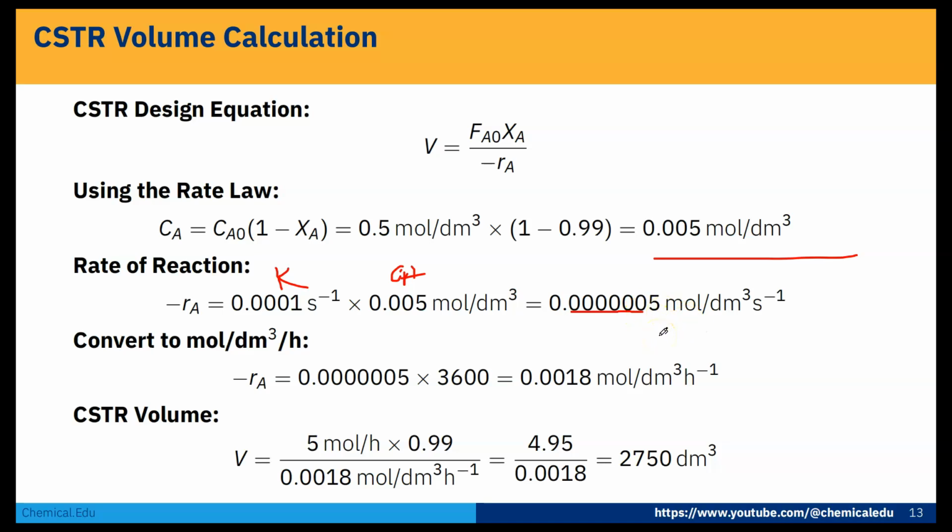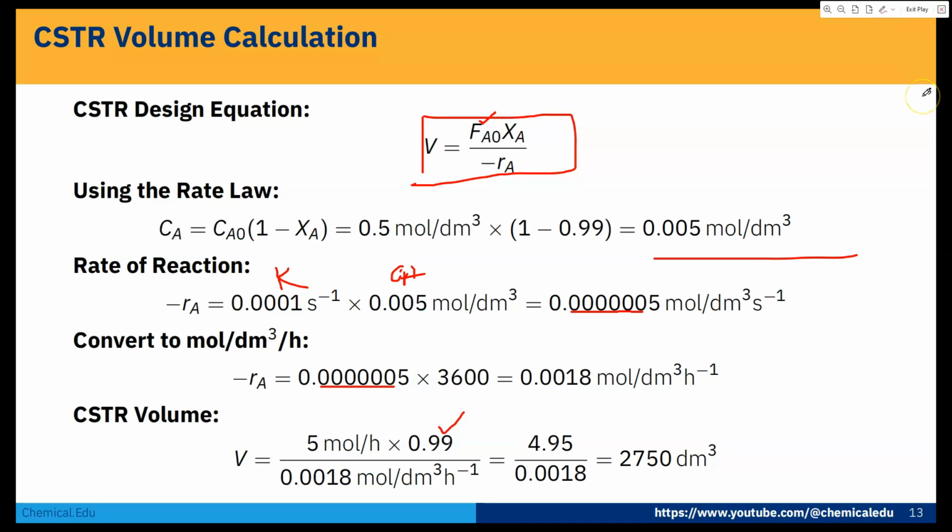Now convert to mole per dm³ hour. We have already calculated minus Ra, and then we have to convert to mole per dm³ per hour, so we multiply by 3600. Now if we plug that into the design equation, Fa0 is equal to 5 mole per hour and Xa is 0.99, and minus Ra we have already calculated. So finally we get that V will be 2750 dm³. So the CSTR volume required is 2750 dm³.